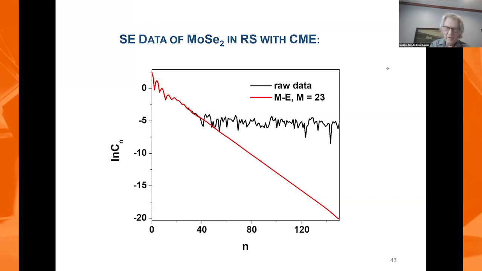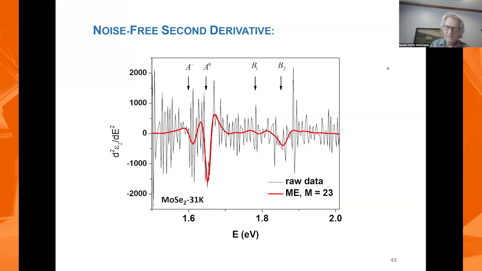You now replace all these coefficients in black beyond 40 with those in red. And now you go ahead and do your differentiation on that, and this is what you get. No noise, okay? Which is what you'd expect because you've replaced all those bad coefficients with analytic coefficients, and they have no noise on them. So that's what you can do. And this is ellipsometric data, so you can deal with that.